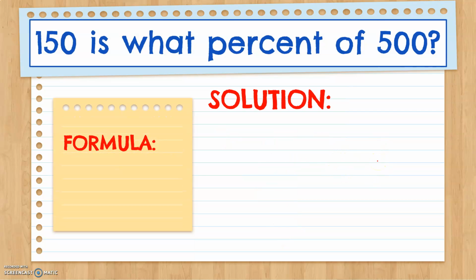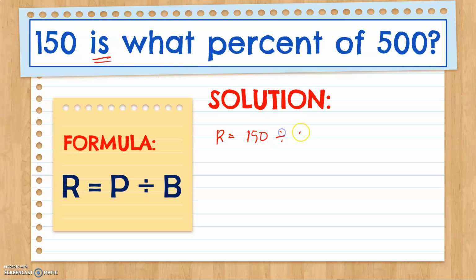Let's try another one. 150 is what percent of 500? Again, this is the formula that we will use. Our percentage in this problem is 150 because of the keyword is. Then our base is 500 because of the keyword of. Now let's divide 150 and 500. 150 divided by 500 is 0. Let's add a decimal point and 0 to keep dividing.